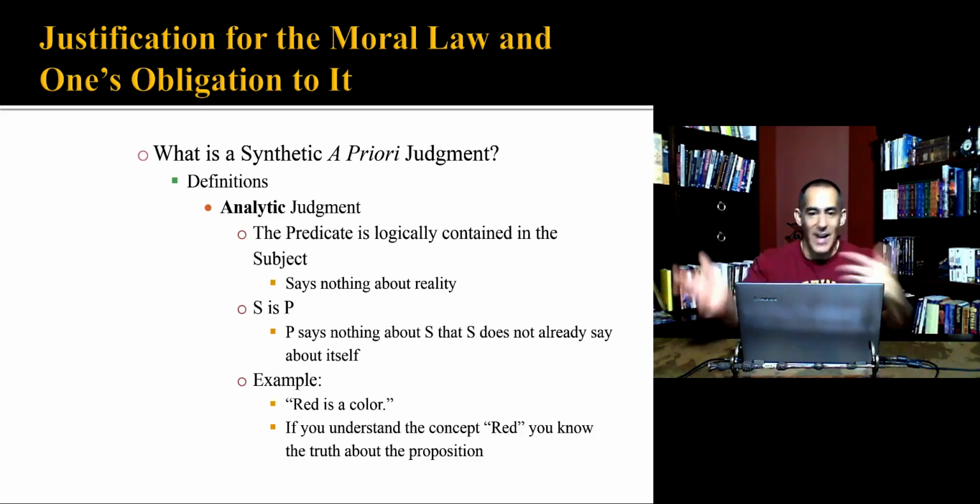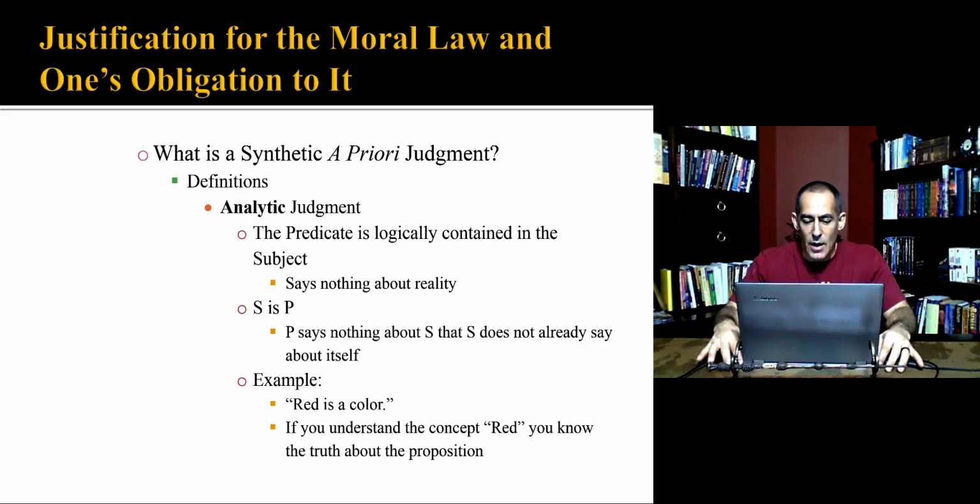So what is this idea of a synthetic a priori judgment? This is a little bit confusing. So as we go, we'll define our terms a little bit. So an analytic judgment is where the predicate is logically contained in the subject, right? And I'll give you an example, right? Subject is P, or S is P. Subject is the predicate. So P says nothing about the subject that the subject doesn't already say about itself. That's what we mean by analytic.